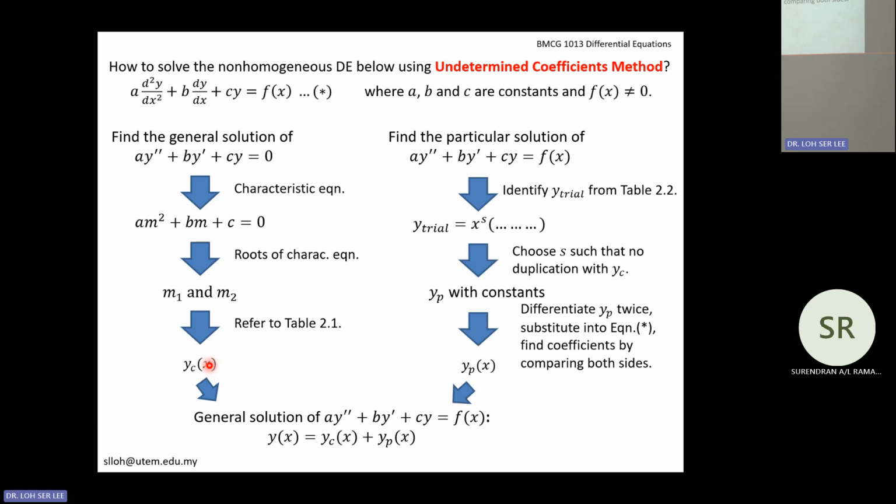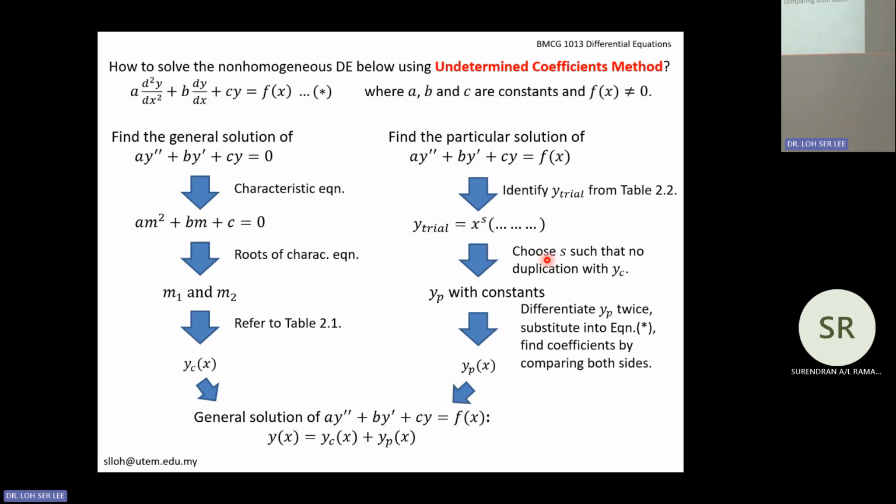After that, look at the f(x). Then you form your y trial. Then we will choose the s. We will do the checking. We want to see whether this y trial has duplication with yc or not. If no duplication, then you get a yp. If there is duplication, we will insert an extra x. This one I will show later.